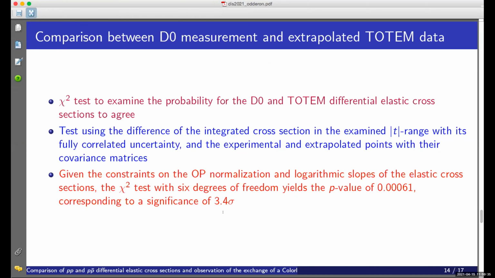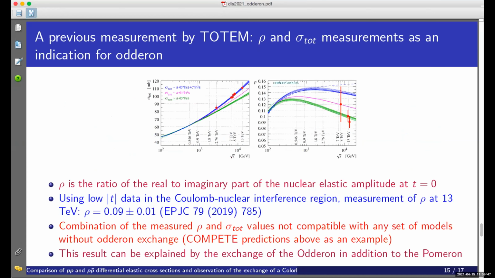Mm-hmm. Yeah, so let me try maybe to comment a bit. So there is this 3.4 sigma, as I mentioned, it's a direct comparison between D0 and TOTEM. So this is this part. And what you discuss is basically the combination with this previous observation by TOTEM of the difference between rho and sigma tot. And the issue, I mean, this difference can be observed. I mean, there are these lines that are coming, for instance, from COMPETE.